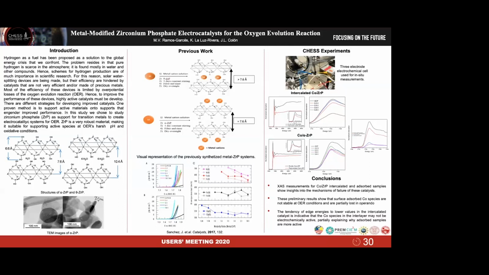In this work, we use zirconium phosphate nanoparticles as support for transition metals as OER electrocatalytic systems. At the poster session, I will discuss previous results and how X-ray absorption measurements taken at the photon in, photon out beamline have helped us in understanding how these electrocatalytic systems behave in operando conditions.